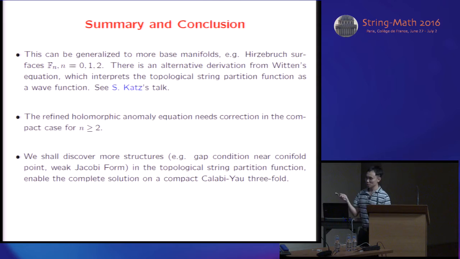As I mentioned, there's some conflict at n bigger or equal to 2, so we should try to find some correction that may make this still work for this case. And finally, we still have not solved topological string on a compact Calabi-Yau completely, so we should discover more structure and enable a complete solution. Thank you.